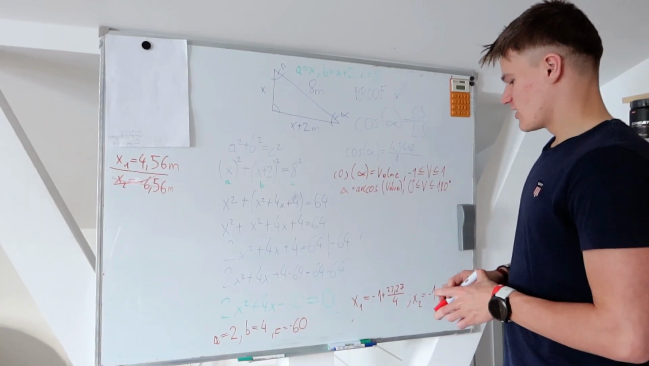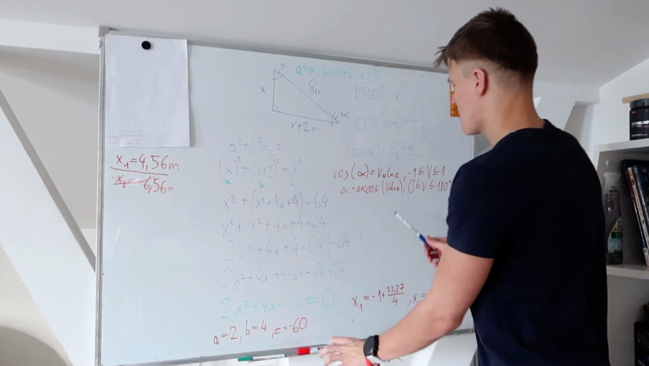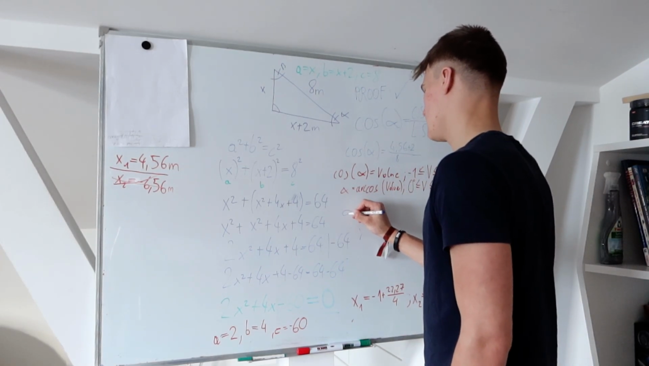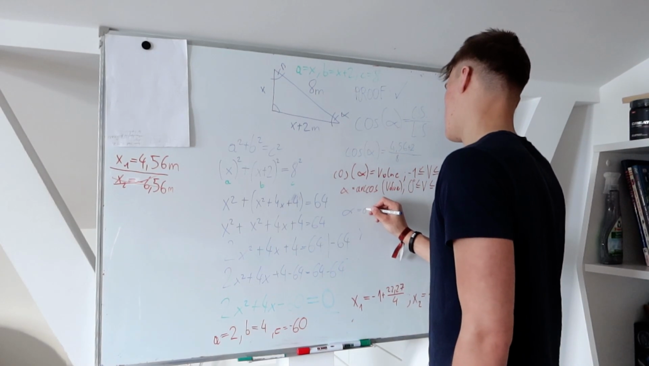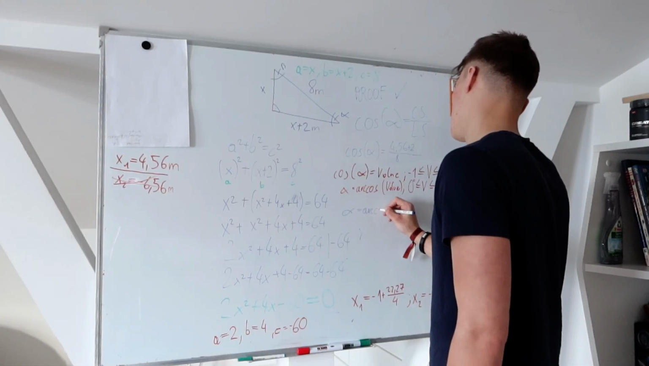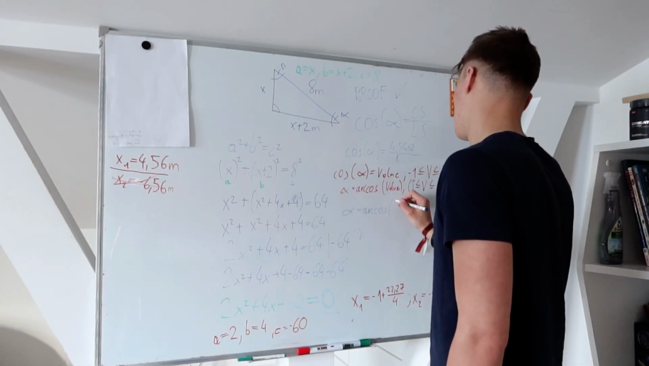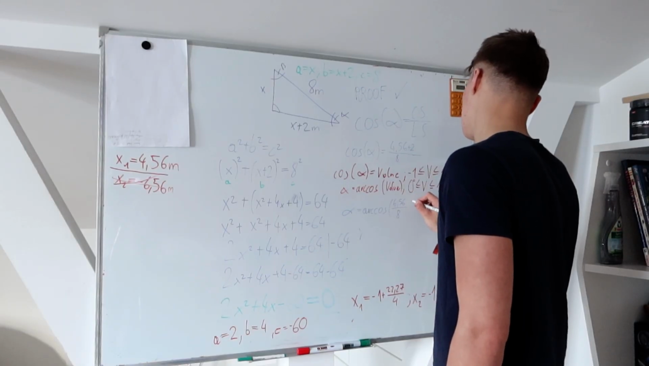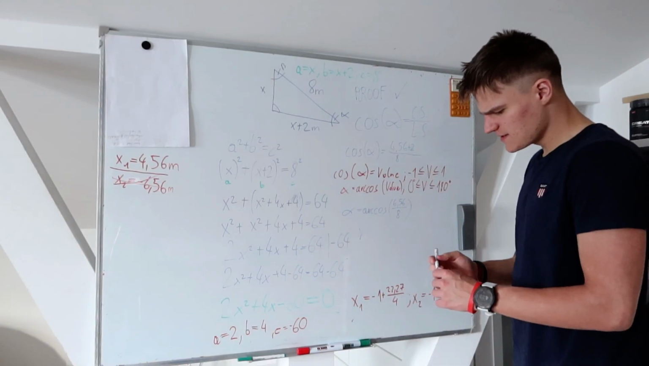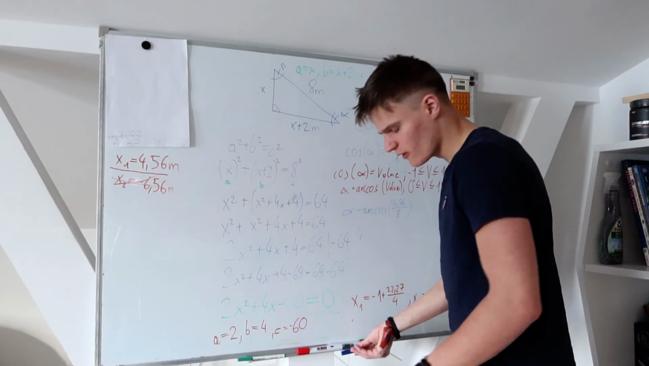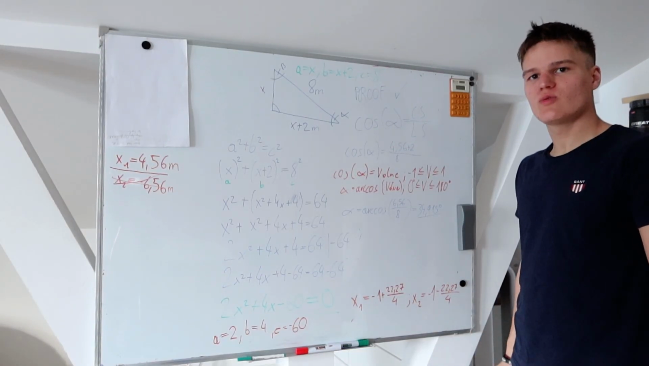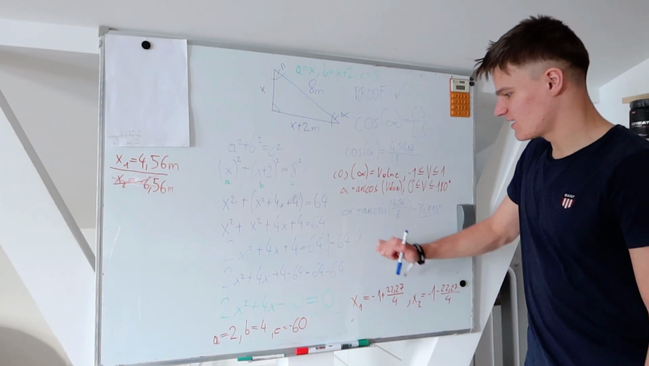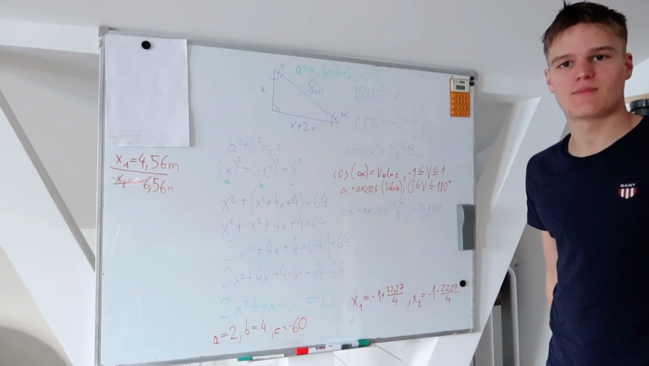Good. And now we actually can compute this. So going back to this equation right here, our angle alpha is equal to arc cosine of 6.56 all over 8. And this is going to give us a value of 34.915 degrees.